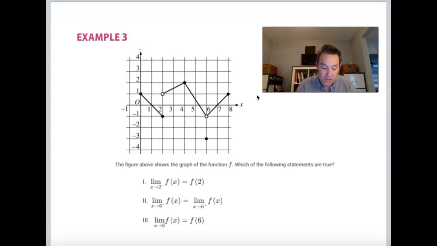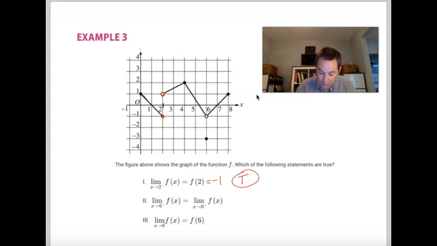If we approach 2 from the left, then we're going to be on this piece of the function. Here's 2. So as I approach 2 from the left, if I'm looking at what my y values are doing, they seem to approach -1. And what would f of 2 be? Well, f of 2 is wherever that point is filled in. So f of 2 is not this one, but it is this one, which is also -1. So both of these are -1, so I'm going to say the first one is true.